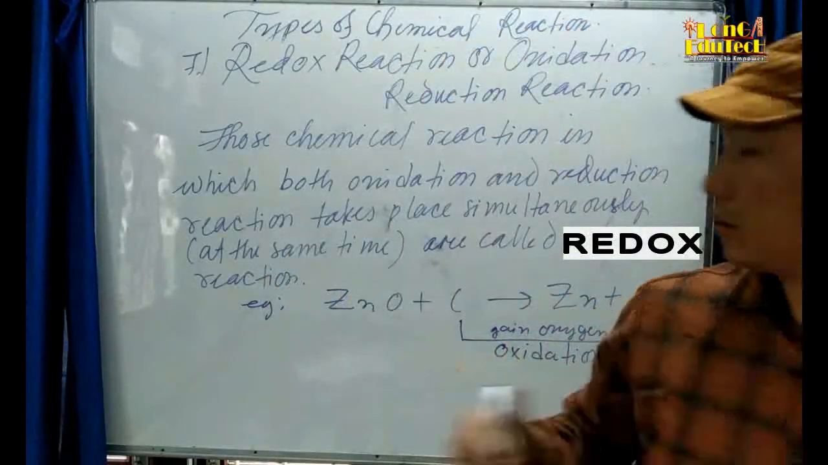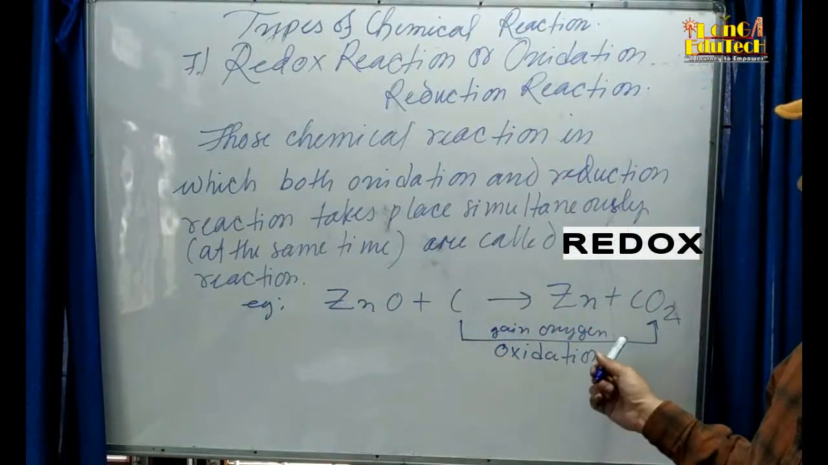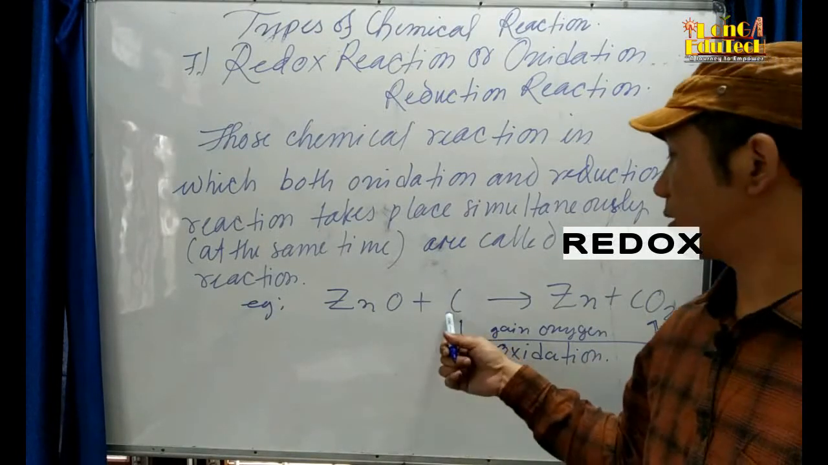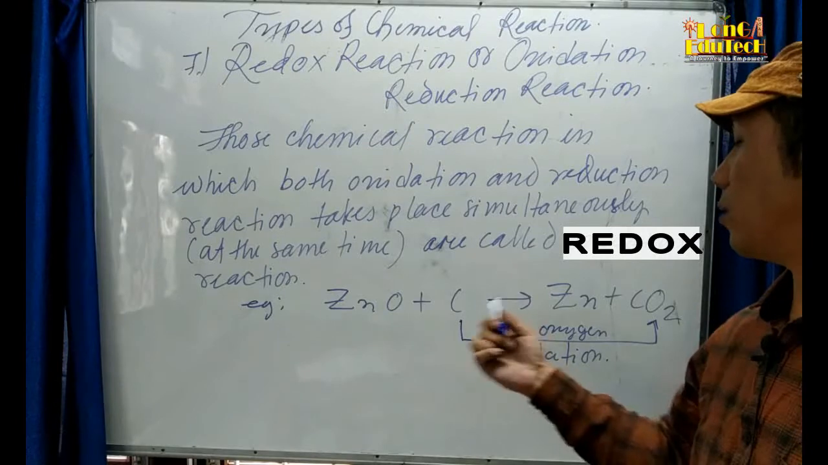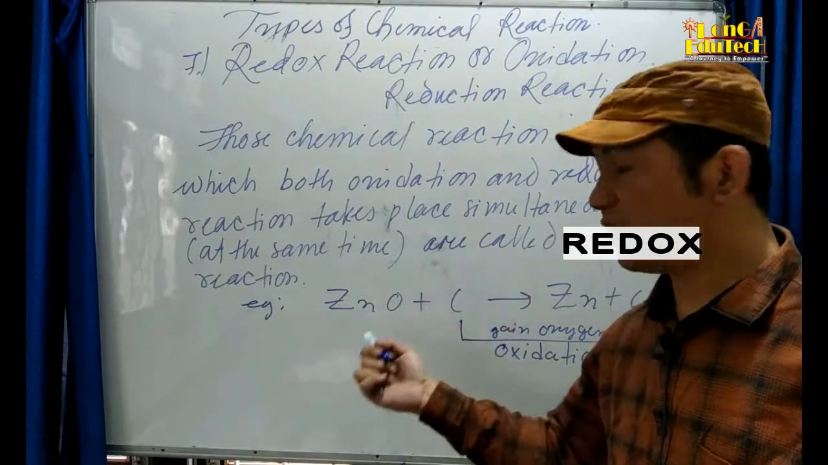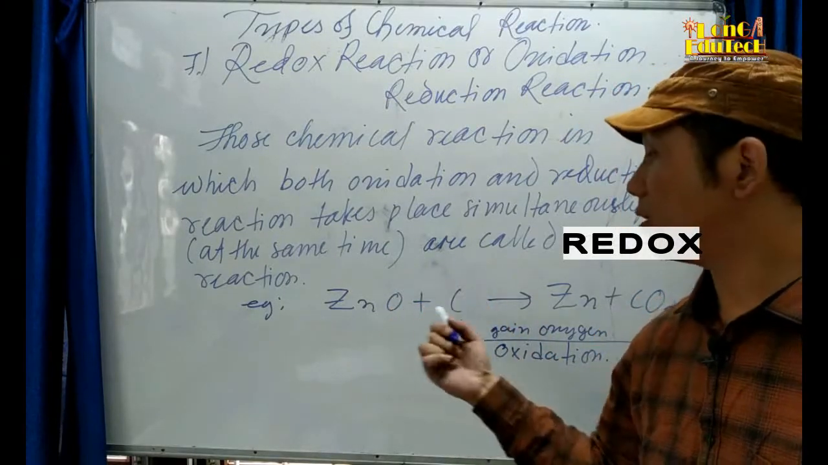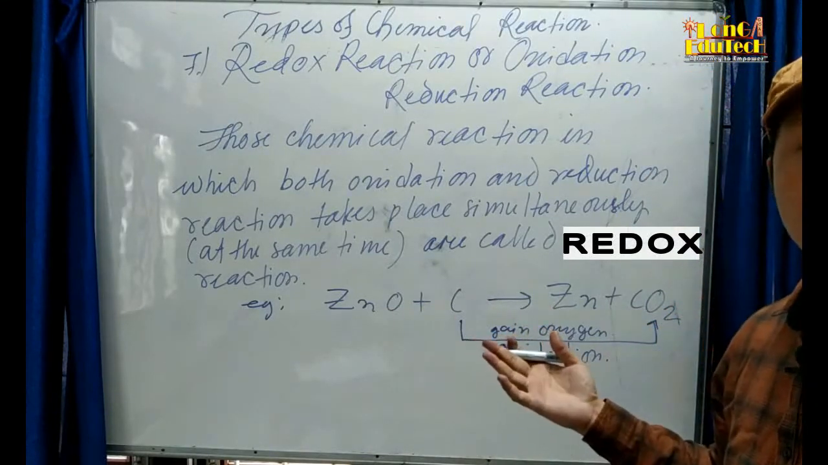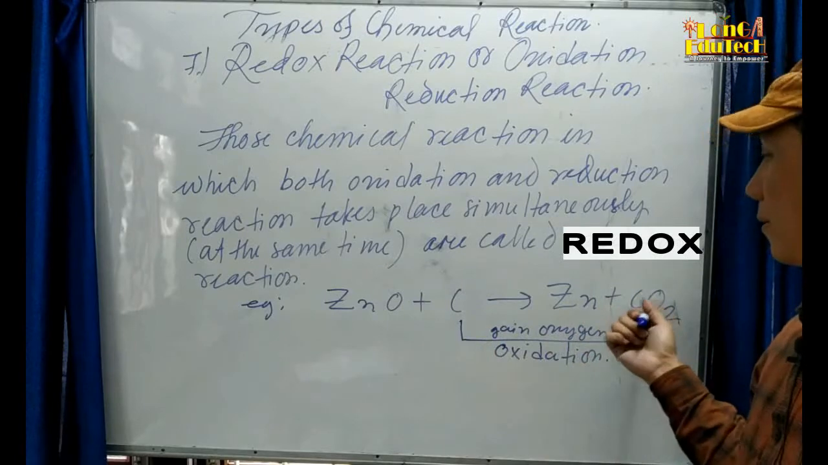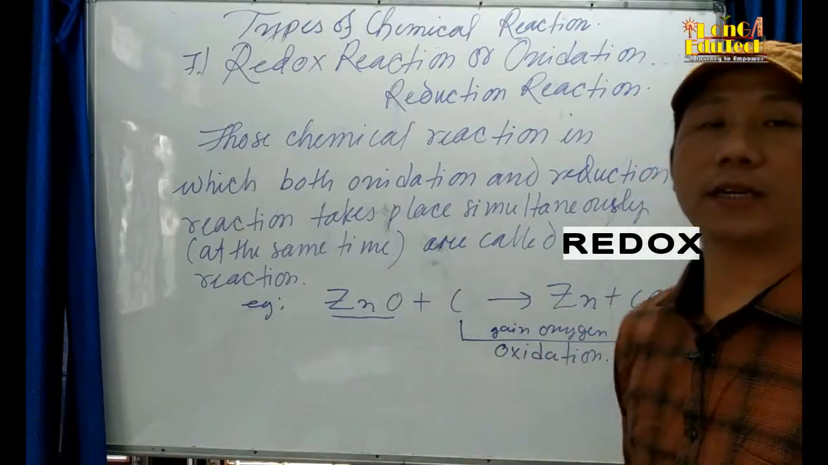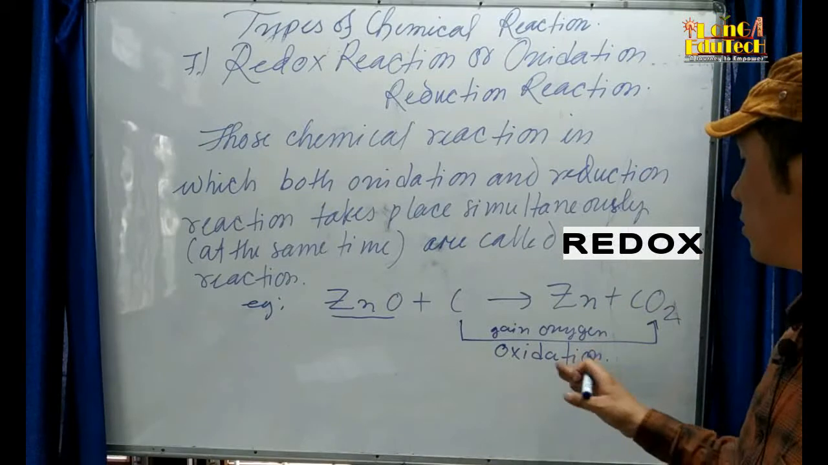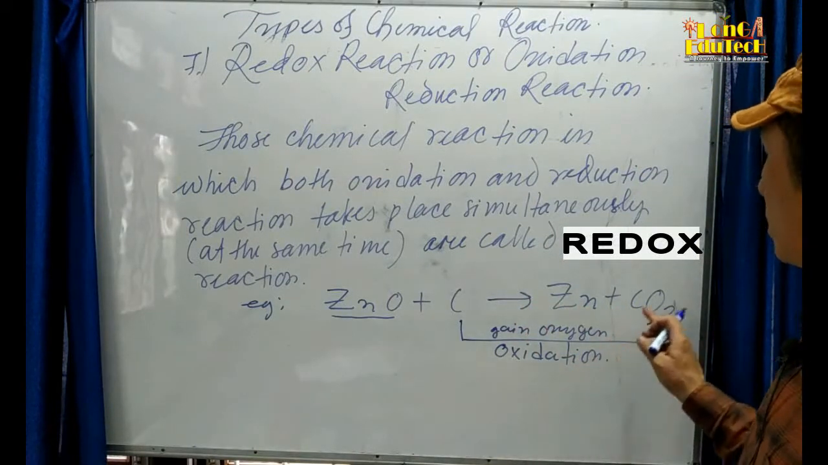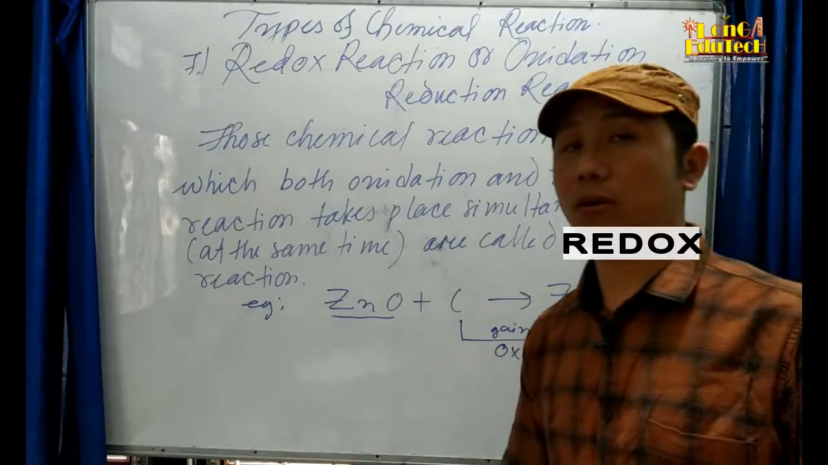Okay, so carbon gets oxygen, that's why it forms carbon dioxide, that is the oxidation. But who gives oxygen to the carbon? Who gives oxygen to the carbon? What do you think? This zinc oxide gives oxygen to the carbon. That's why carbon gains oxygen to form carbon dioxide, and that is the oxidation reaction.